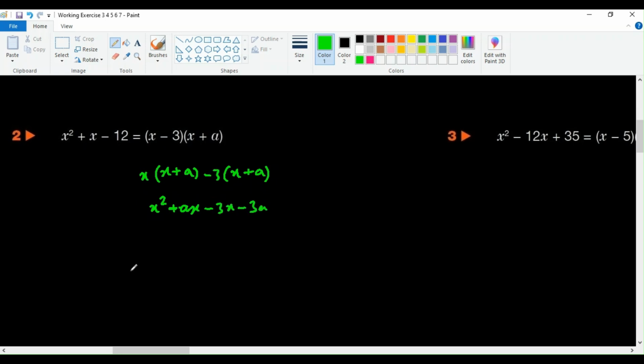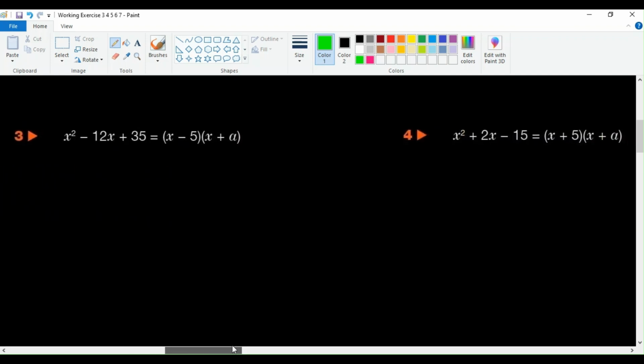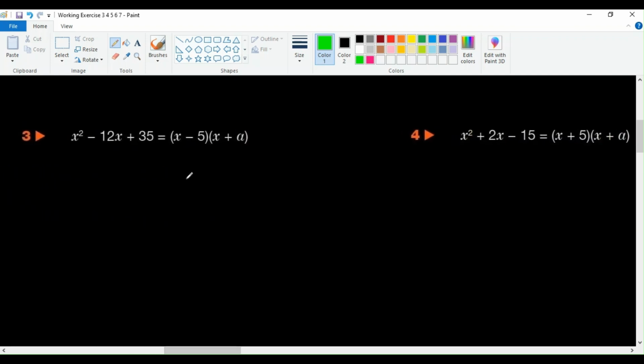Now I can see minus 3a equals negative 12. That means minus and minus cancels each other. So 3a equals 12. That means a equals 4. So the value of a is going to be 4. Moving on to the next question. X plus a will be written two different times and multiplied by x and minus 5.